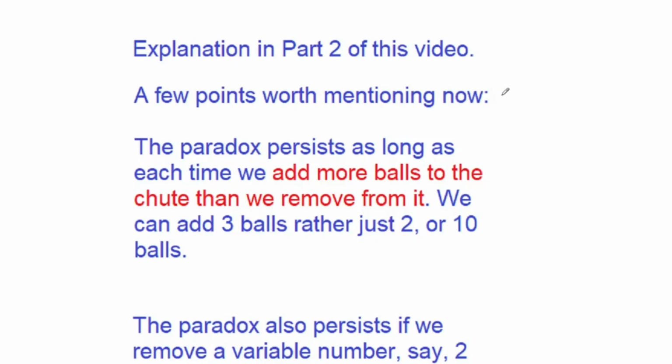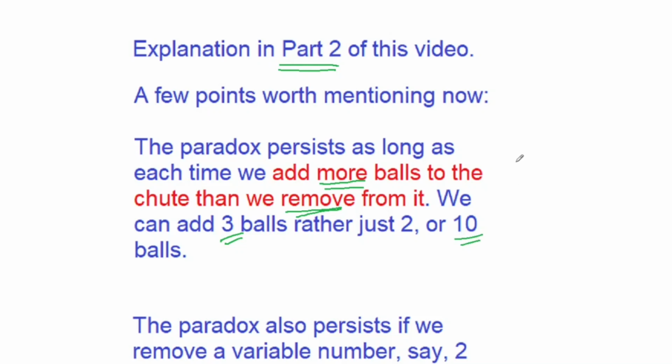I will explain what's going on in detail in part 2 of this video. But for now, let's concentrate on a couple of additional points regarding this paradox. First, the paradox still works out, it persists, as long as we add more balls to the chute than we remove from it. So for example, we could add 3 balls at each stage rather than 2, or we could add 10 balls.